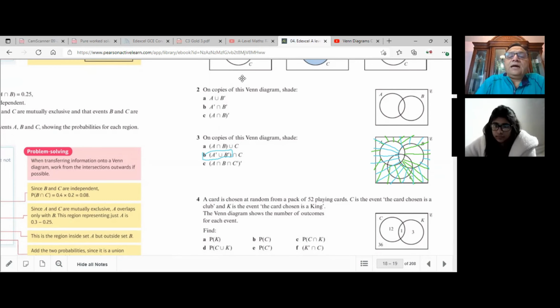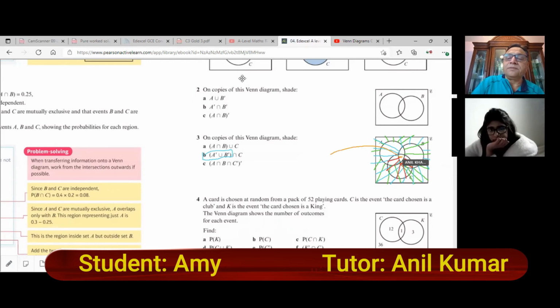So let me just add intersection with C. So the C, everything in C except for that small little thing. You understand? So everything in C except the common portion for all three of them. Do you get the idea? So what is not included in this particular case is this portion, which is basically A intersection B intersection C. Do you see that?